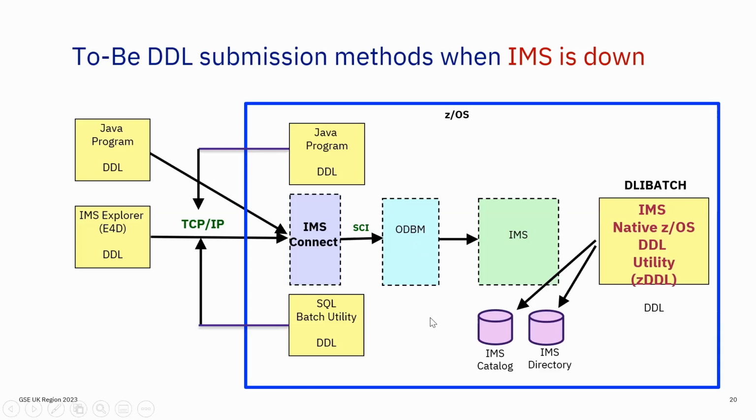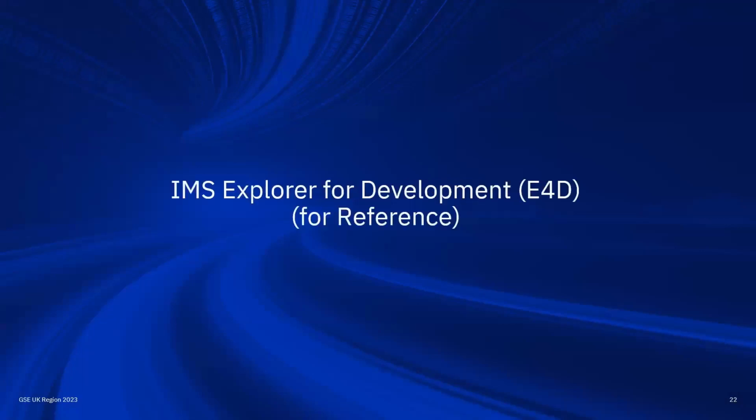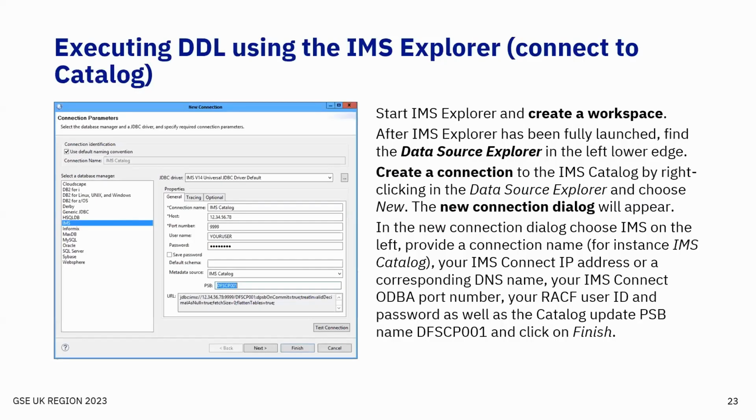So pretty exciting stuff. Let me go through these ways of submitting DDL in a little bit more detail, and then we'll get to ZDDL. So, IMS Explorer for development. I've got a couple of charts in here. This is there for your reference. Those of you who've been playing with E4D probably have done this, but here it is, nevertheless, for completeness' sake, right?